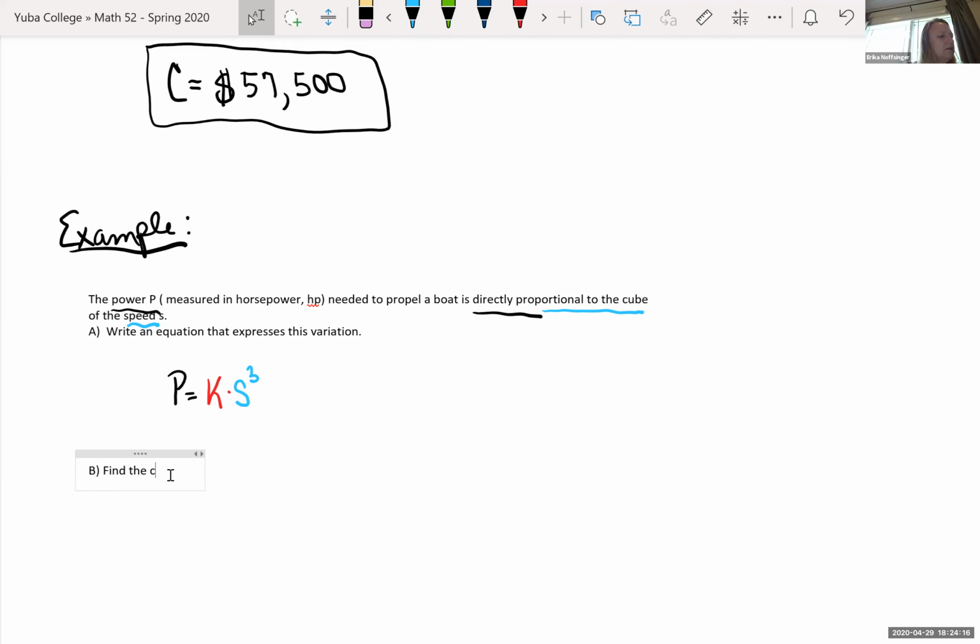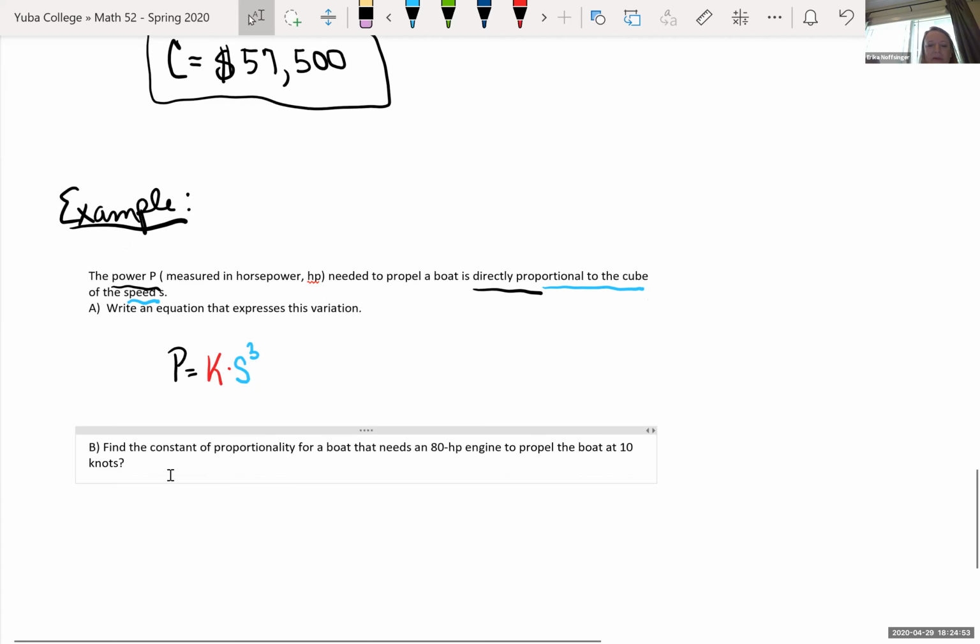Part B. Find the constant of proportionality for a boat that needs an 80 horsepower engine to propel the boat at 10 knots. Okay, so find the constant. We need to find K.